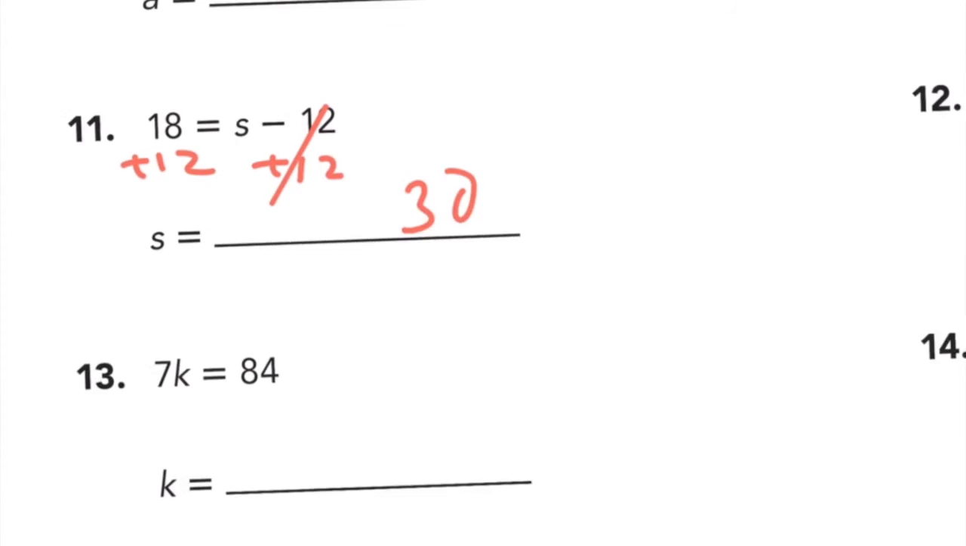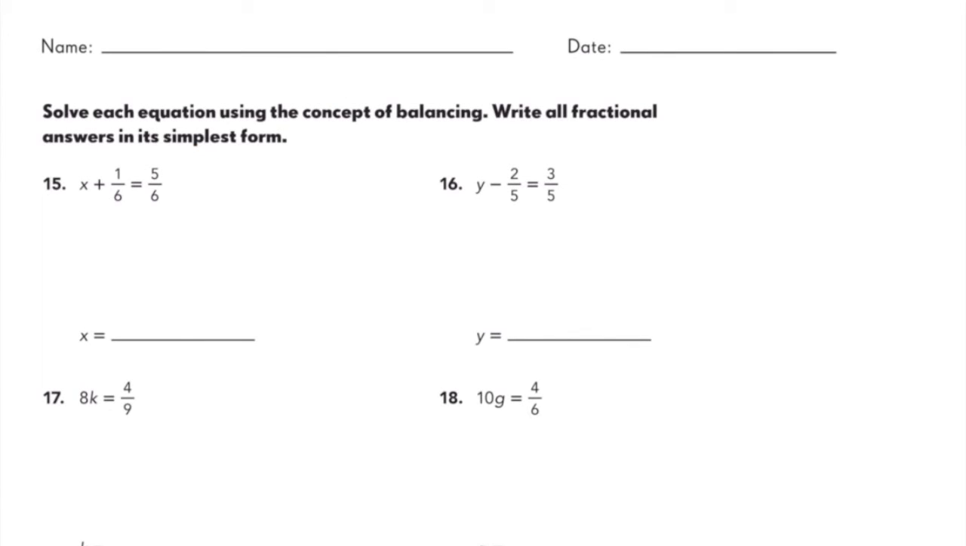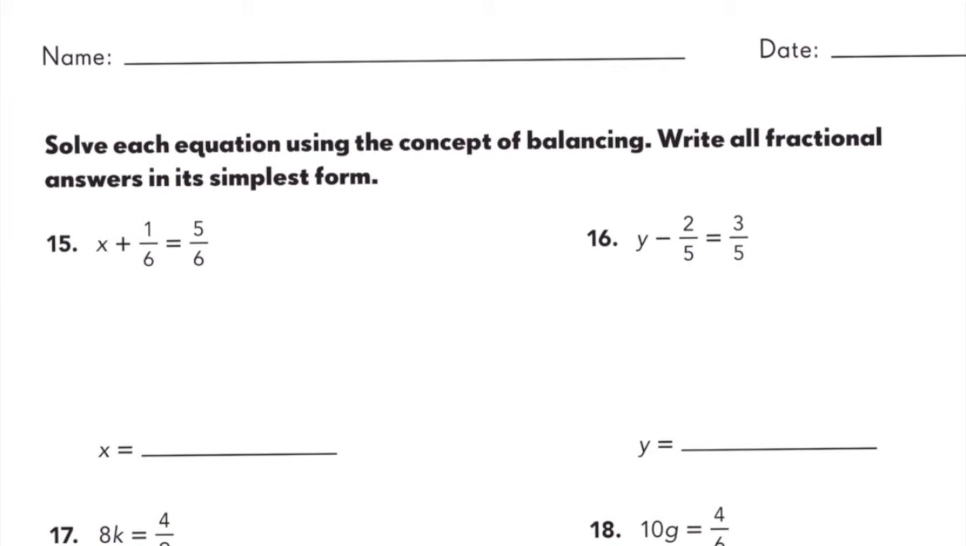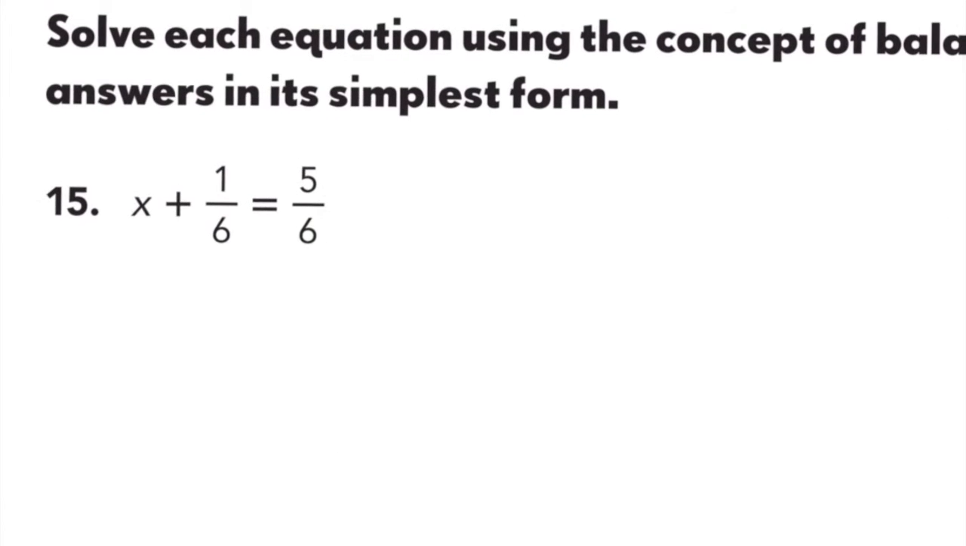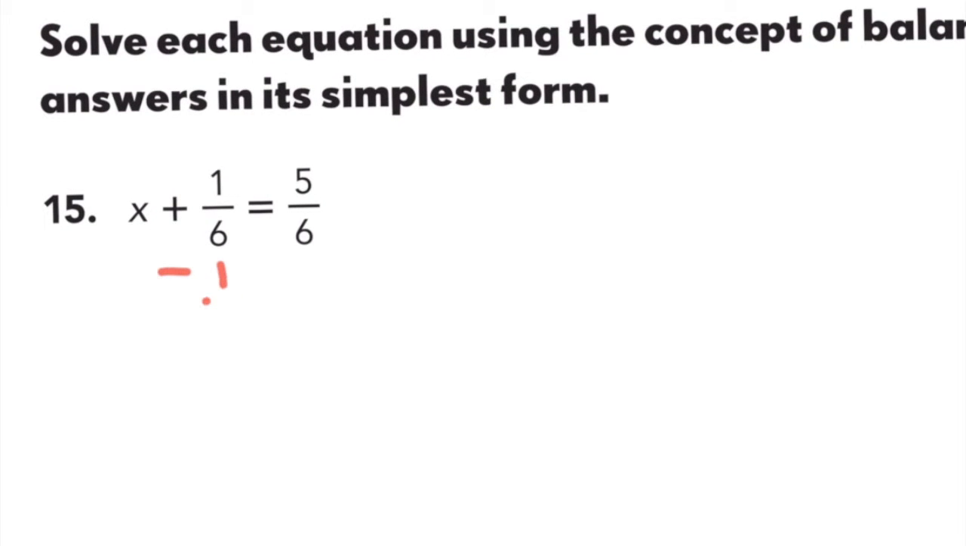All right, next page. Okay, so we're going to solve again, and we want it in simplest form. This time we're going to be dealing with fractions. Okay, so we want to subtract 1/6 because we're adding, so minus 1/6. So you're going to get 4/6, but we need to reduce this. Divide numerator and denominator by 2, and when you divide by 2, you will get 2/3 as your answer.